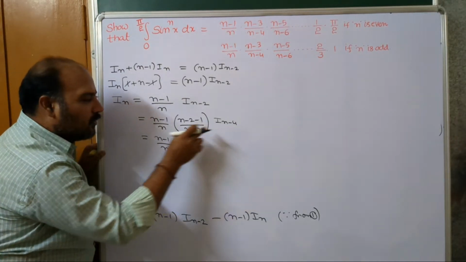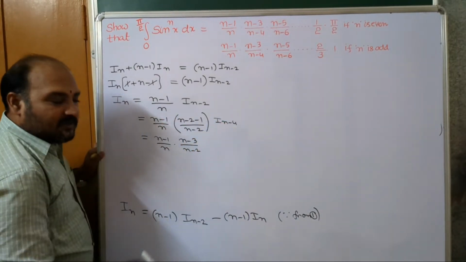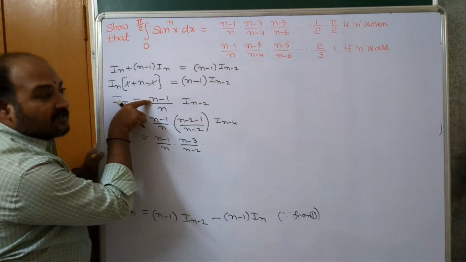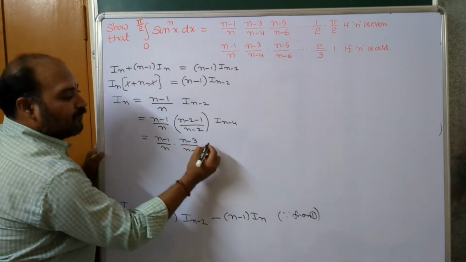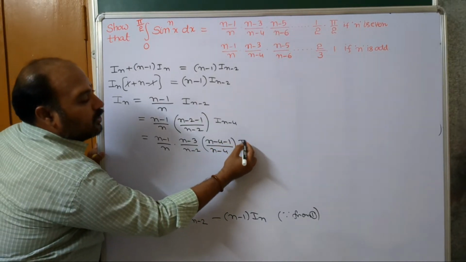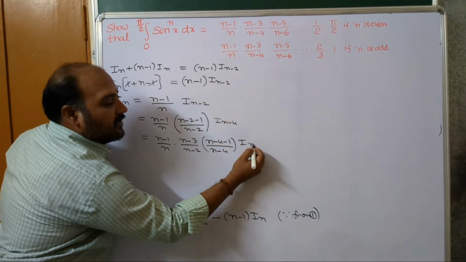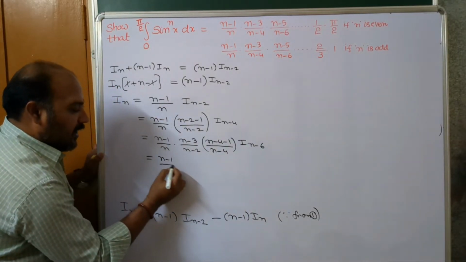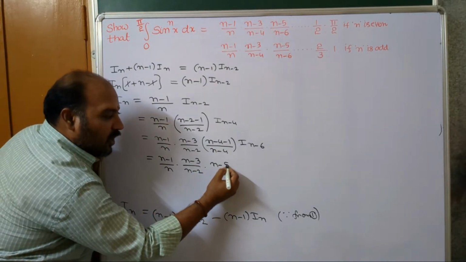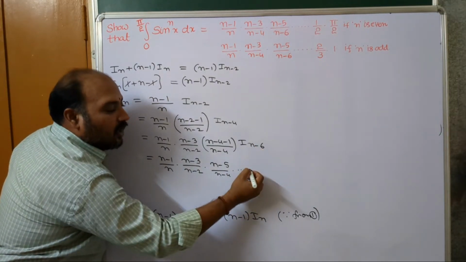How to get I(n minus 4)? In this formula, wherever n is there, replace with n minus 4 to get this in place of this only. So, into I(n minus 4). In place of n, substitute n minus 4 in this formula: (n minus 4 minus 1) divided by (n minus 4) into I(n minus 4 minus 2), which is I(n minus 6). That is equal to (n minus 1) by n into (n minus 3) by (n minus 2) into (n minus 5) by (n minus 4) into, and so on, up to A.